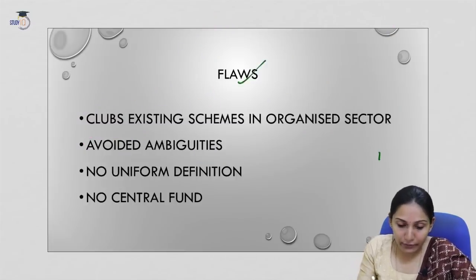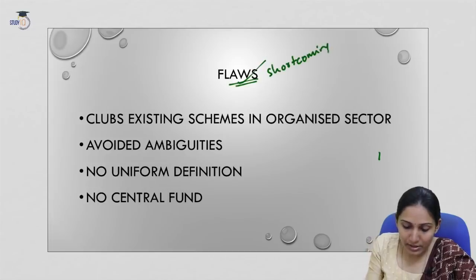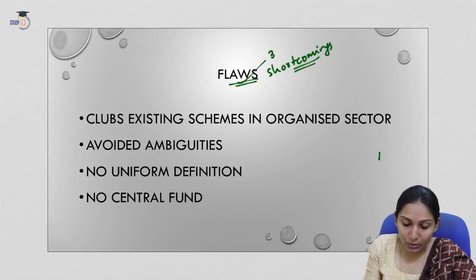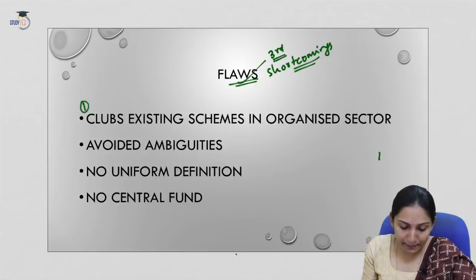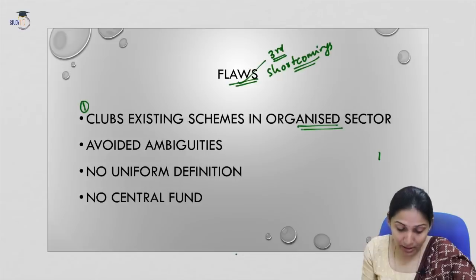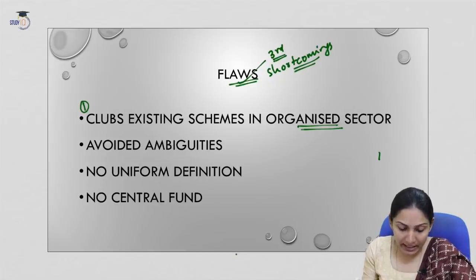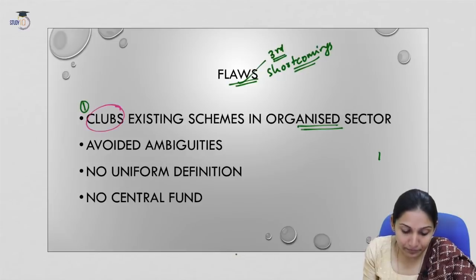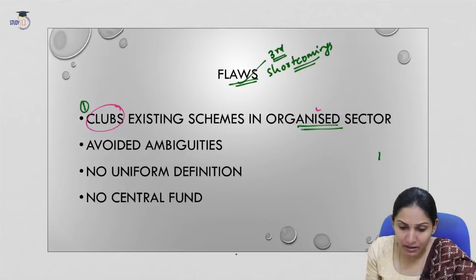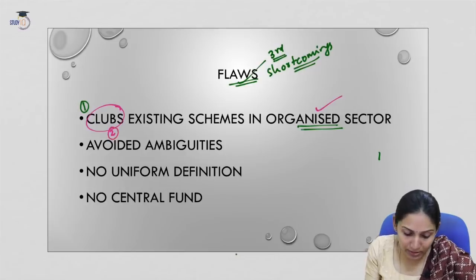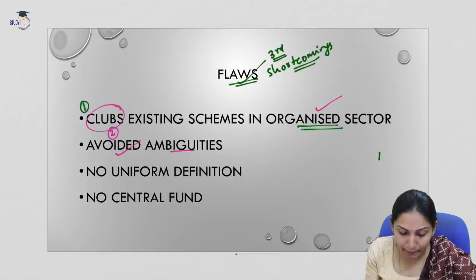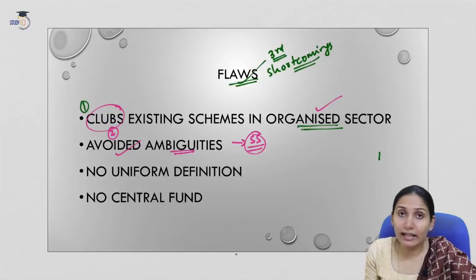Now let us understand what the flaws or shortcomings are in the third draft of the Social Security Code. First, it merely clubs together the existing schemes in the organized sector. We have seen that one of the major objectives of the draft code is to amalgamate the existing labor laws. But here what we see is that it simply clubs or brings together all the existing schemes in the organized sector. Second, it has avoided certain ambiguities over basic criteria for availing the Social Security benefits, such as minimum number of employees, the length of the service, etc.